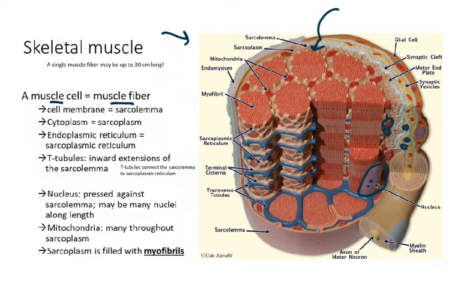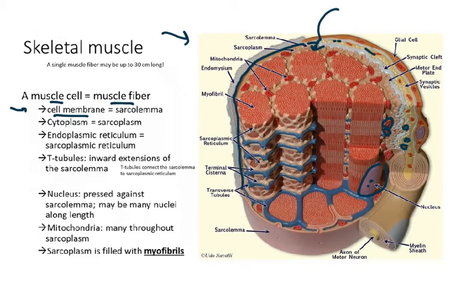Okay, let me walk you through the different vocabulary that describes the muscle cell. So it still has a cell membrane. However, the cell membrane is still on the outside, just as you would expect, and it is still made of a phospholipid bilayer, just as you would expect.